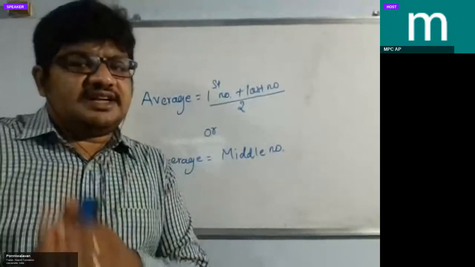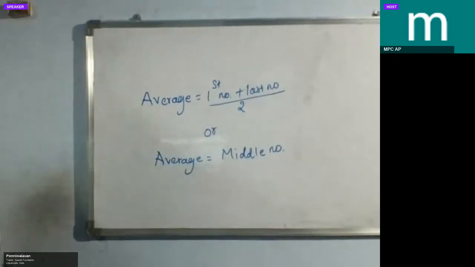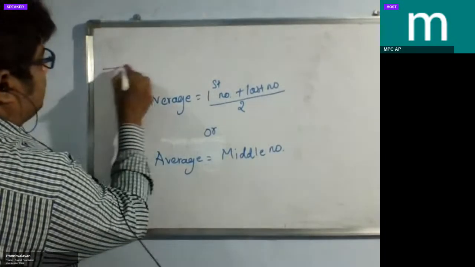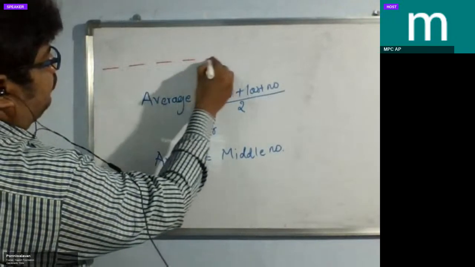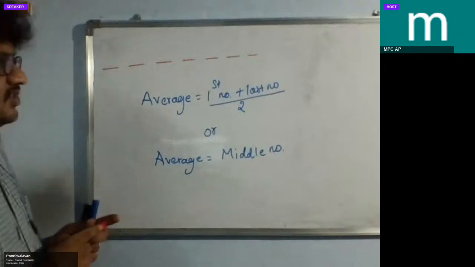Average of 7 consecutive even numbers. Consecutive even numbers means it is an AP. So the average of 7 consecutive even numbers, 1, 2, 3, 4, 5, 6, 7, is 64.